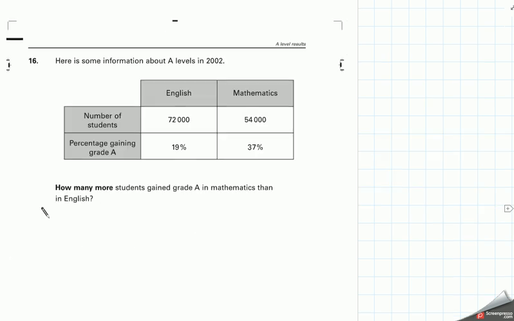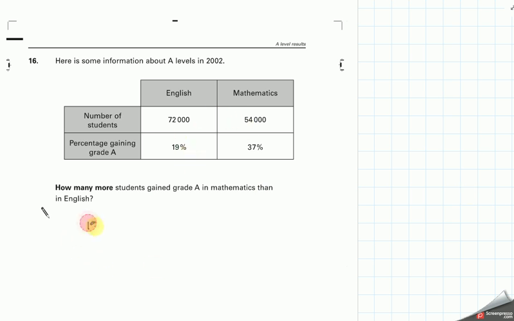Moving on, question 16. Some information about A-level students. Here's some information about the students in 2002. It's a two-way table again. You've got the percentages scoring A, and the number of students taking the two exams. They want to see how many more students got grade A in mathematics than in English. So we need to know what these quantities are.